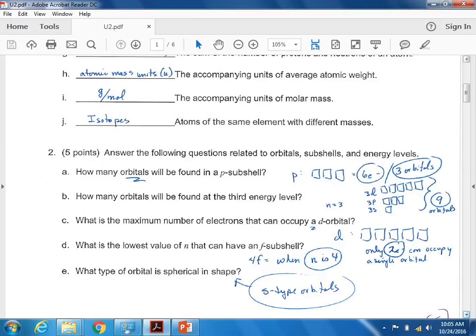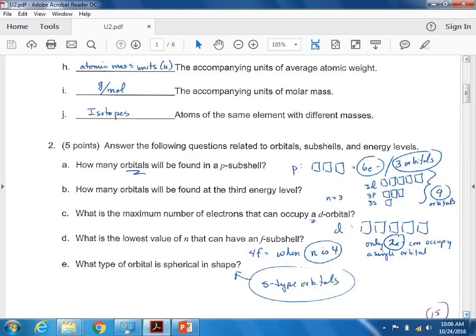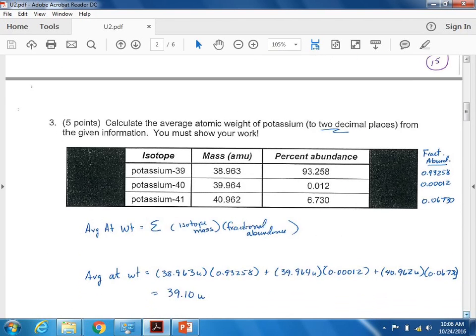Question D: what's the lowest n where you finally get the f-type subshell? That's n equals 4. E, what is the shape of an s-type orbital? If it's a spherical shaped orbital, it must be an s-type orbital. That's the best answer there. And then on to the next page.